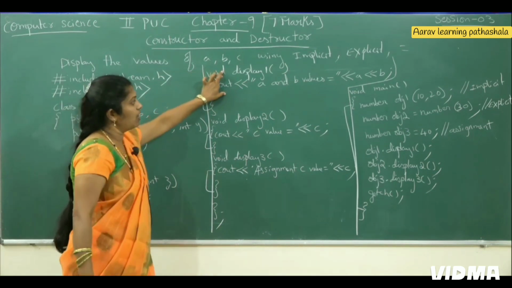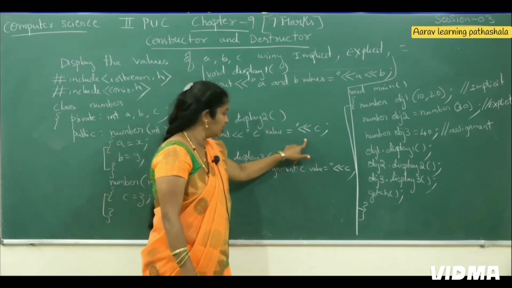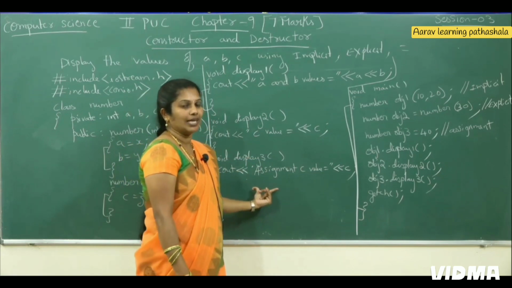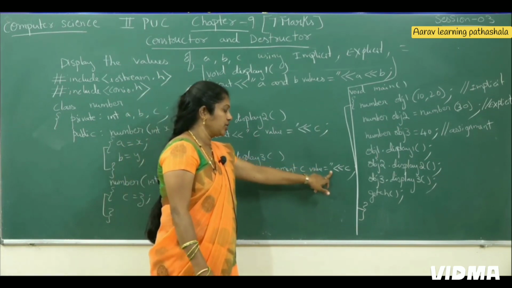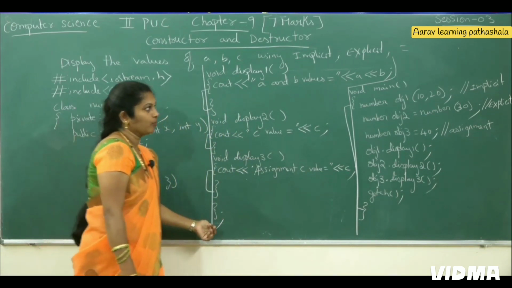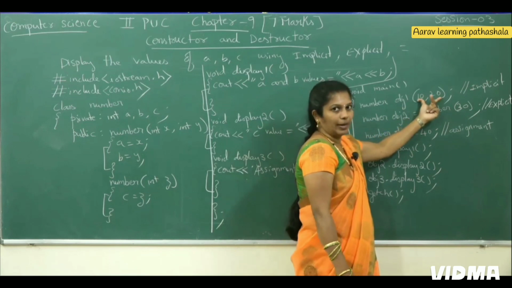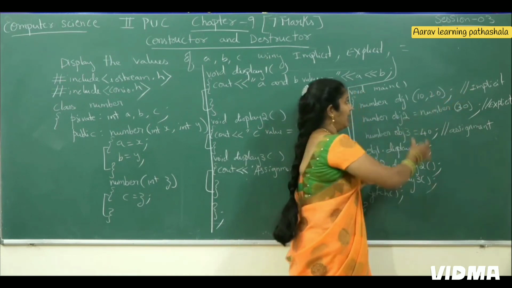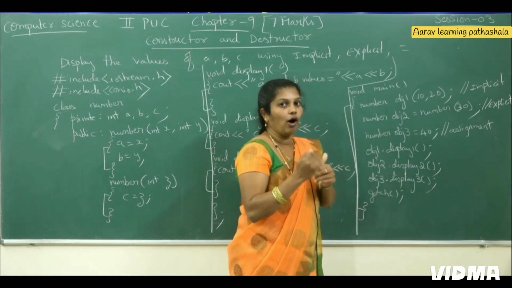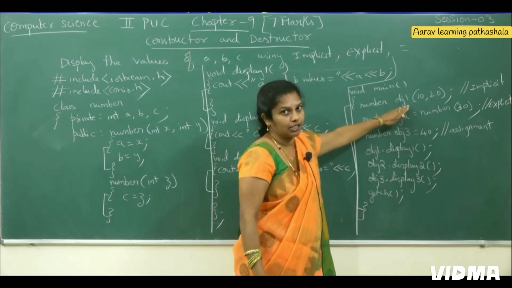And next the display function, A and B values we are displaying here. Then here C value we are displaying. In the display 3 function, initialization at the time of declaration with assignment operator, there we are initializing the value C, then close the function, then close the class. In the main program, number object 1, 10, 20, it is nothing but implicit call. When you create the object followed by arguments inside the parenthesis, it is called implicit call.